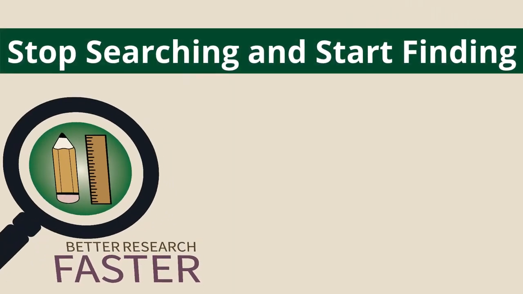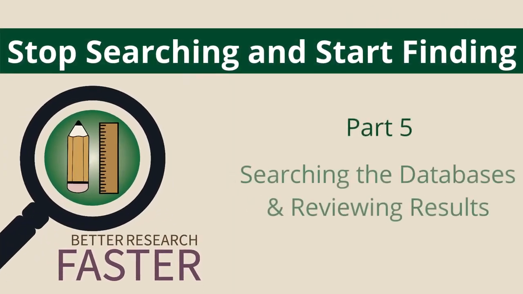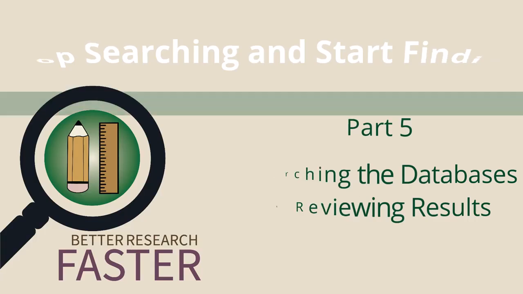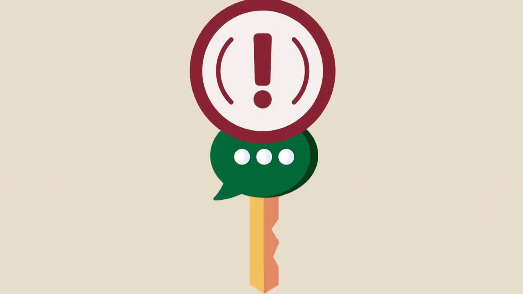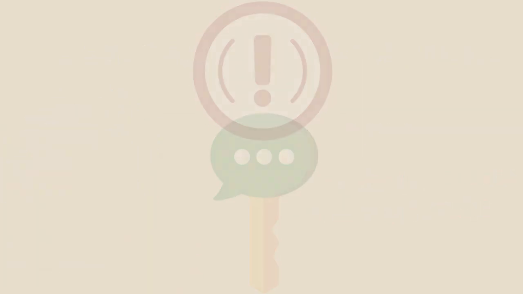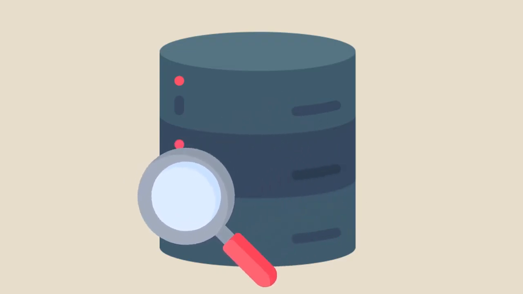Stop searching and start finding. Part 5. Searching the databases and reviewing results. Now that you've identified what keywords are important for your research, we can search the databases for potential sources.